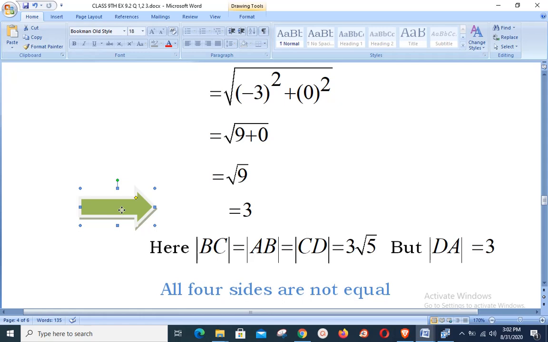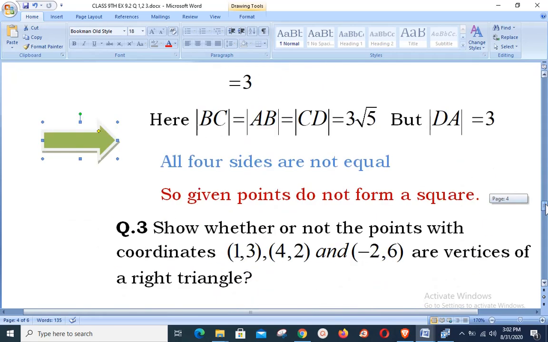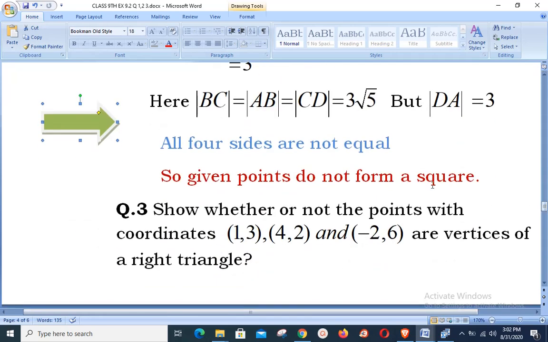So you observe that distance BC is equal to distance AB is equal to distance CD, each equal to 3 square root 5, but the last one, distance DA, is equal to 3. All four are not equal, that's why we say that they do not form a square. Looking for next, question number 3.